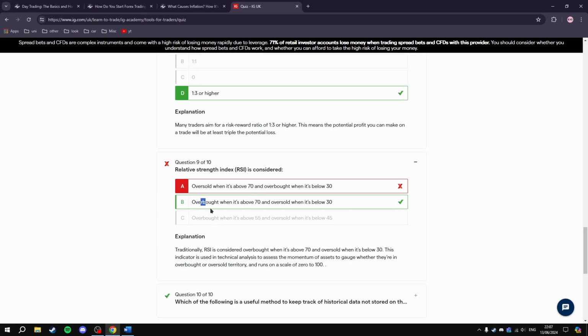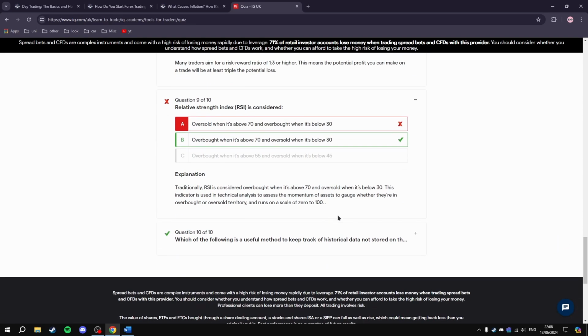Traditionally, relative strength index is considered overbought when it's above 70 and oversold when it's below 30. This indicator is used in technical analysis to assess the momentum of assets to gauge whether they're in overbought or oversold territory, and runs on a scale of 0 to 100.